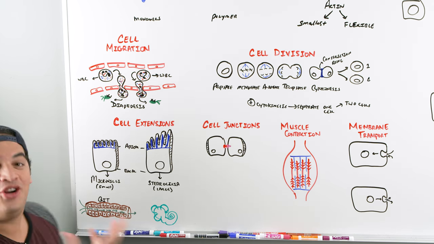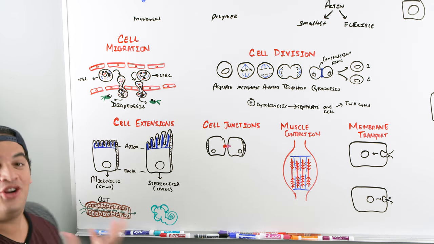Here I have cell two. I want these cells to stick to one another and not separate. How do I do that? I use these particular actin filaments. They're a component of these cell junctions. We will talk about these a little bit more when we get into the video on cell junctions.